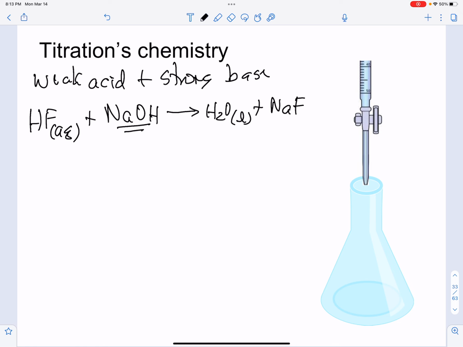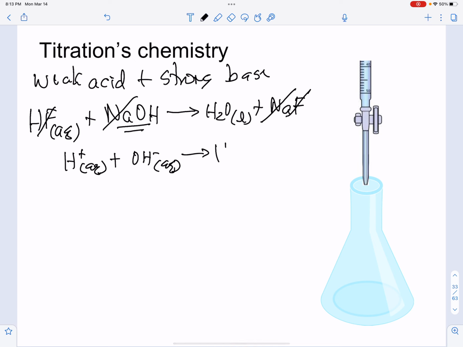If you notice, we have sodium on both sides. So the actual reaction is going to be, you have fluoride on both sides. So the actual net ionic equation is going to be H plus and OH negative producing water. And then you can say, well, that's exactly the same thing you showed me before for the strong one. So why is this different?